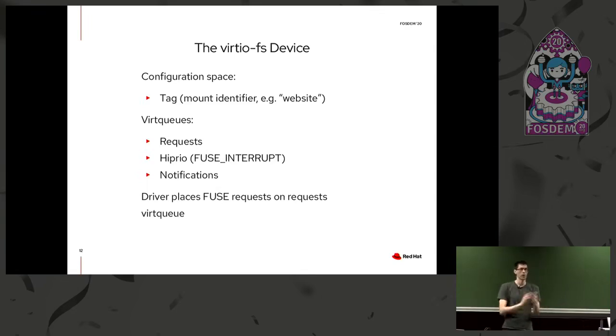The only other thing to know about the virtfs device is that in the configuration space, which is an area of data that the device can expose to a guest driver, there's a tag. That's the mount identifier or the file system label or whatever you want to call it. We call it a tag, and that's how you can name your device. Because you can have 10 virtfs devices attached to one virtual machine, how do you know which one is which file system? You have to give them names. So that's how this works.